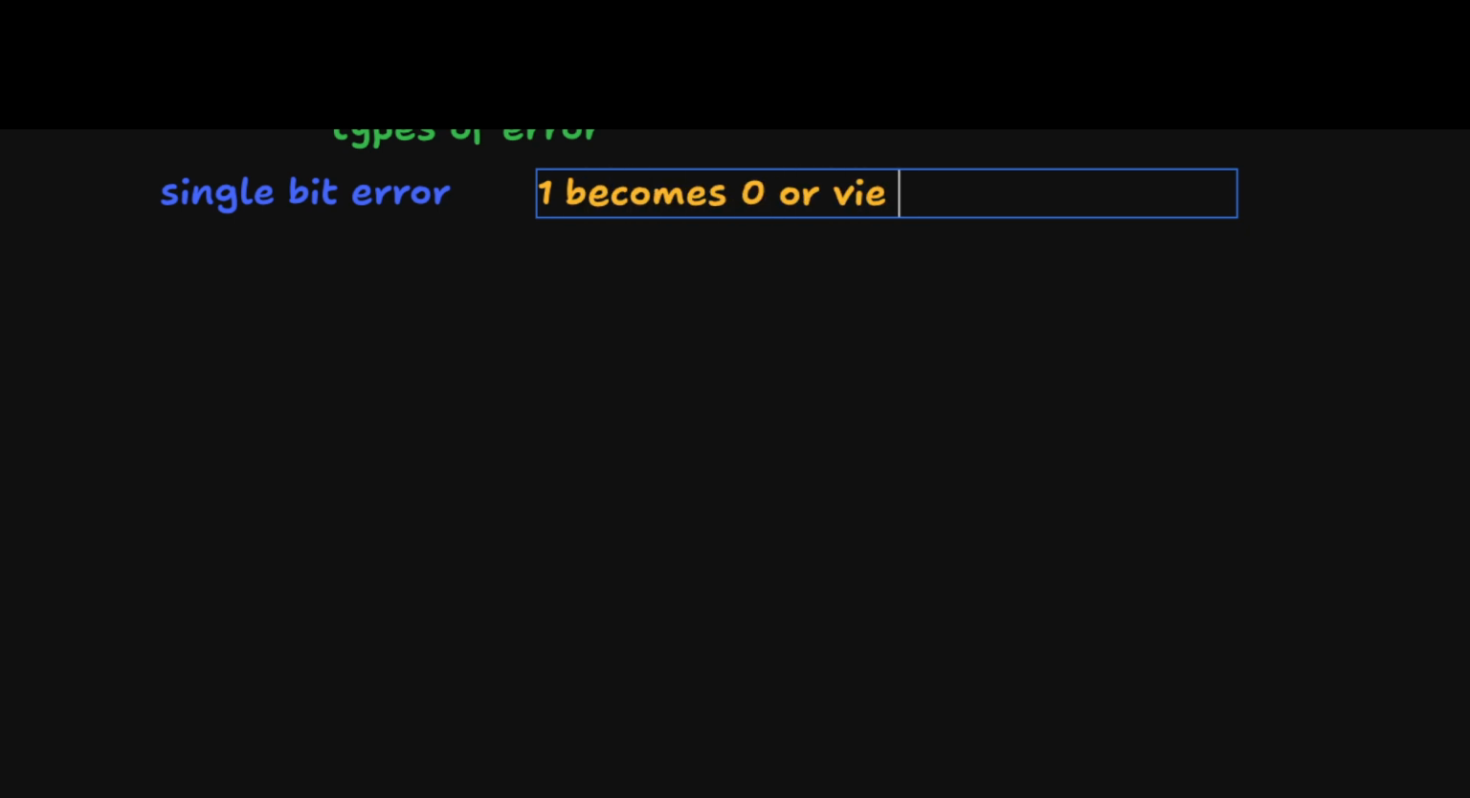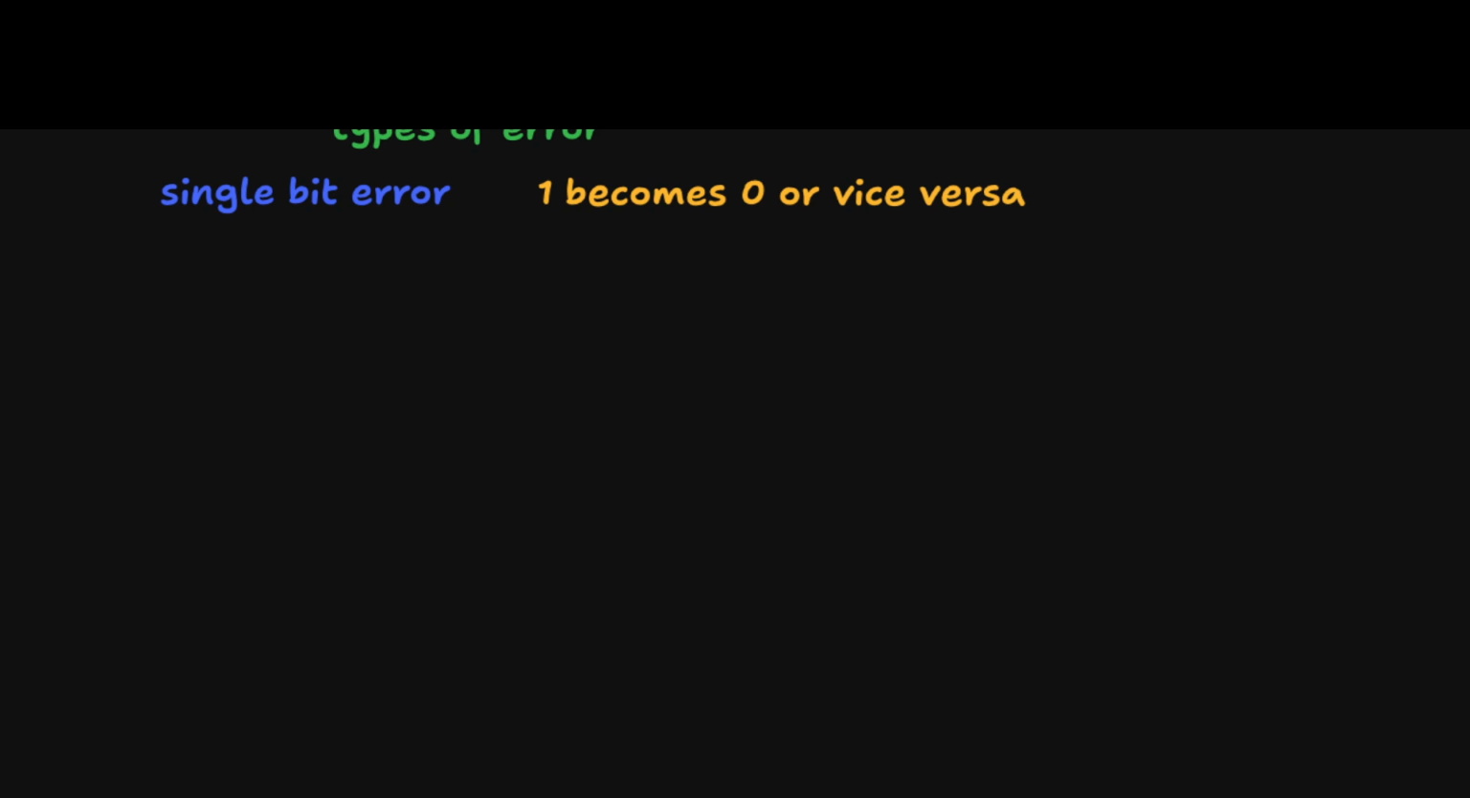Then we have multiple bits. Now whenever bits fill up, the interference can change the shape of the signal. In a single bit error, a 0 is changed to a 1 or a 1 becomes a 0. So I can say this is 1 becomes 0 or vice versa. This is a single bit.